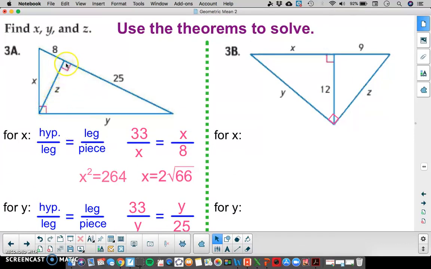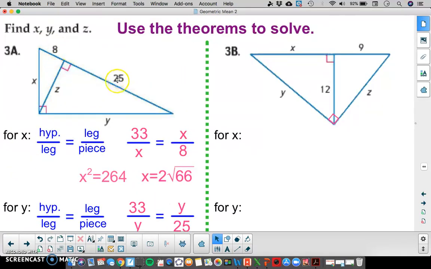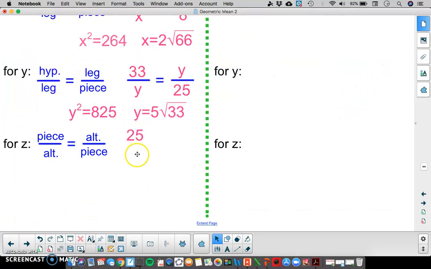For z, z is the altitude of the right triangle. So we're going to be using the altitude theorem. So we have piece over altitude equals altitude over piece. The pieces that we're referring to are the pieces of that hypotenuse. So here that will be 8 and 25. And that altitude will be the geometric mean of those two pieces. So 25 is to z, as z is to 8. Cross multiply, we get z squared equals 200, and so z is 10 root 2.